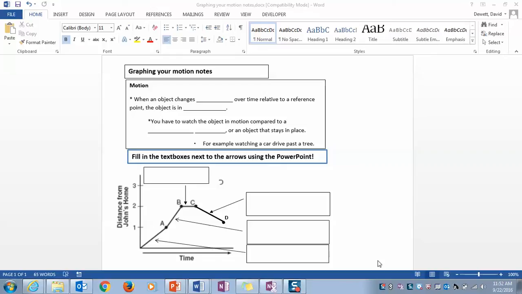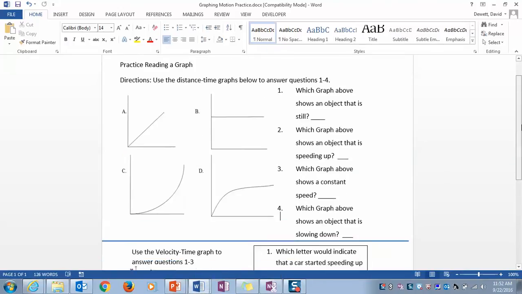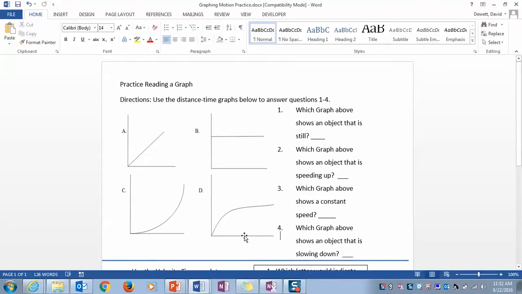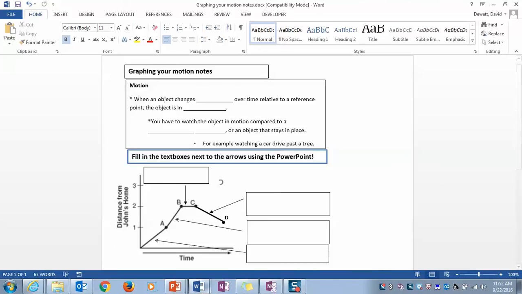Okay, so these are the notes for graphing your motion. You're going to be putting two things in your interactive notebook. You've got the graphing your motion notes, which is this page that you see right here. And while you're taking the notes, we're also going to be doing some practice together. It's this page that looks like this. It's got the practice questions. So we're going to flip between doing practice on reading a graph and filling in the notes on the graphing your motion notes.